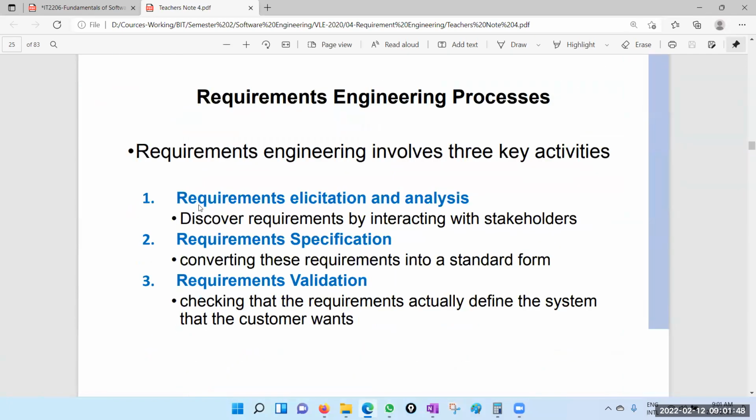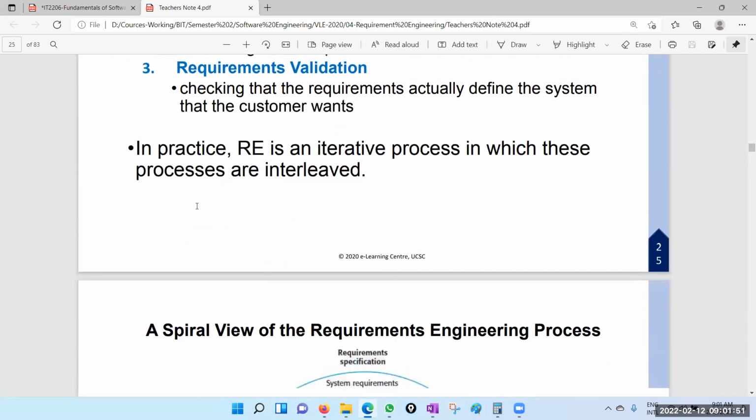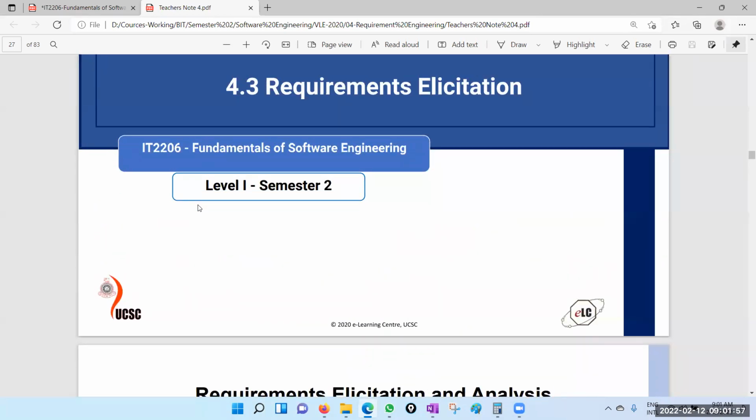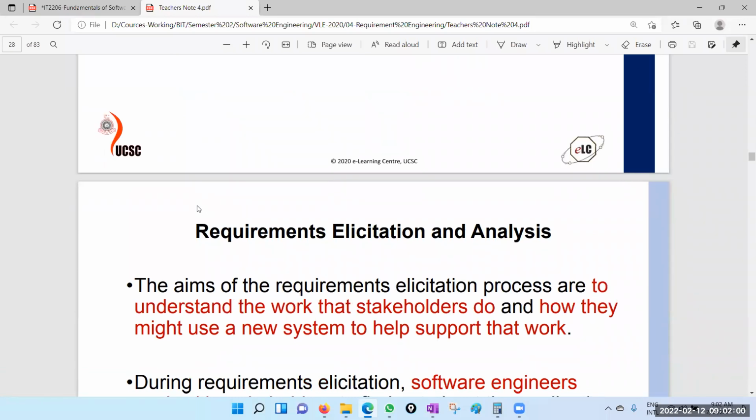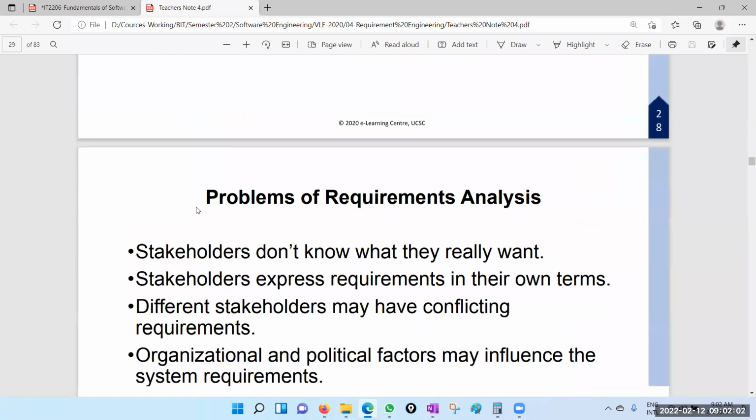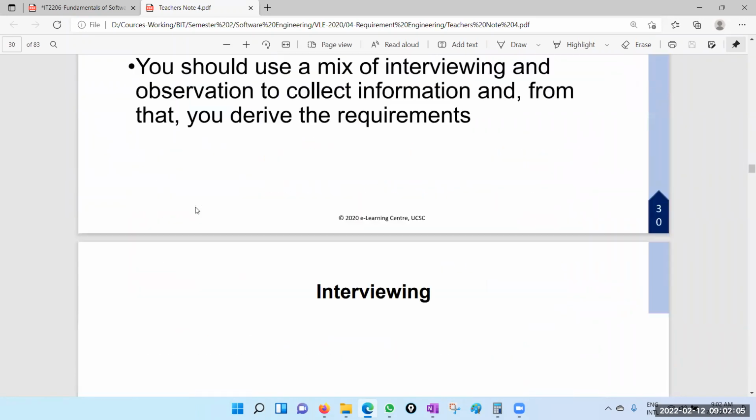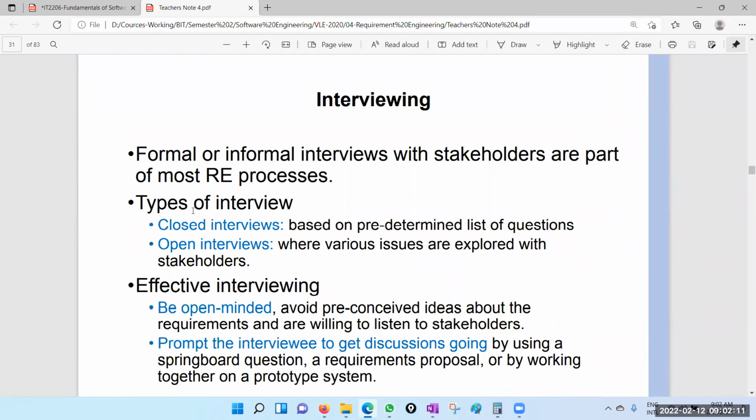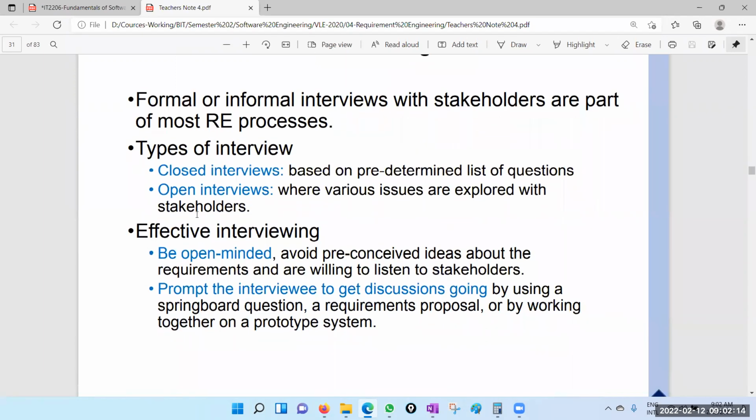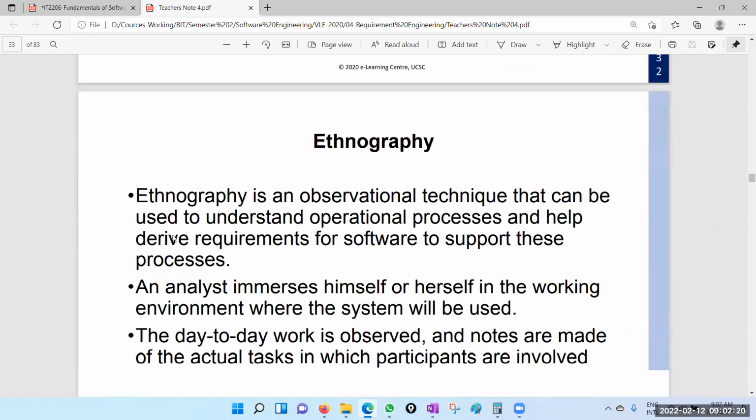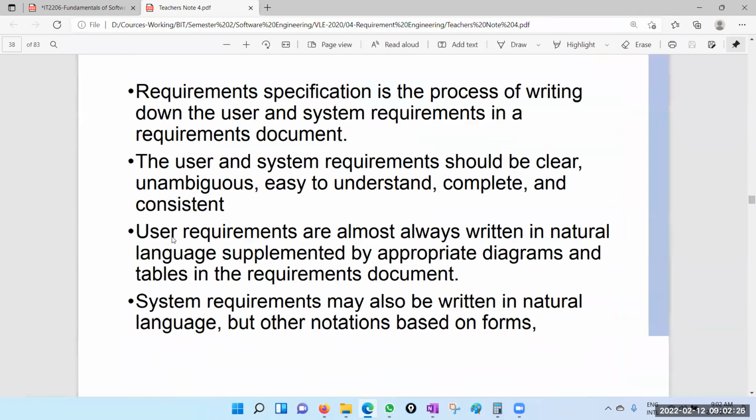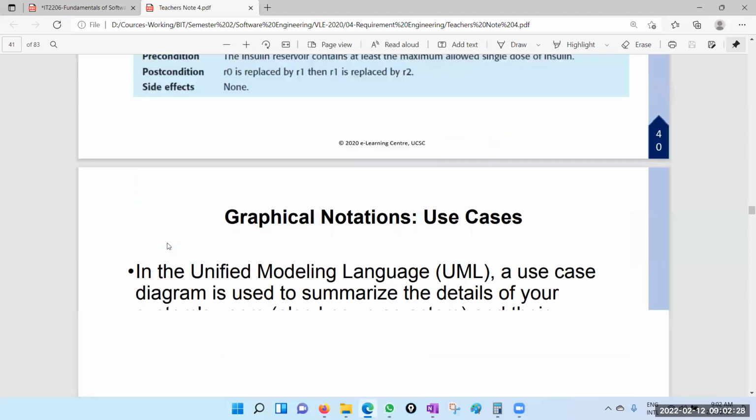So then the requirement engineering process: gather, analyze, model, verify. Okay. So requirement elicitation basically means requirement gathering, and then the analysis. Okay. So we discussed, right, interviewing or observing or ethnography, right? Interviews, the closed interview versus open interviews. So what are the attributes that a good interviewer must have? So then you have to document it. We call it requirement specification.